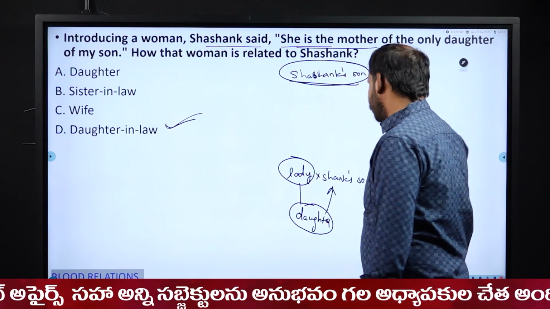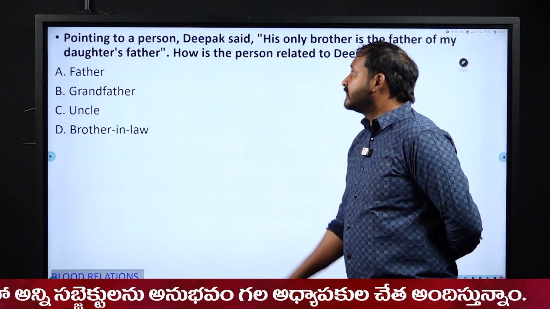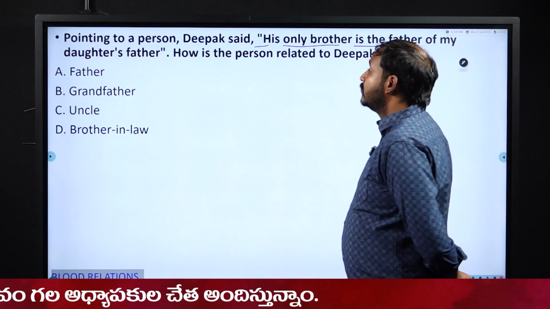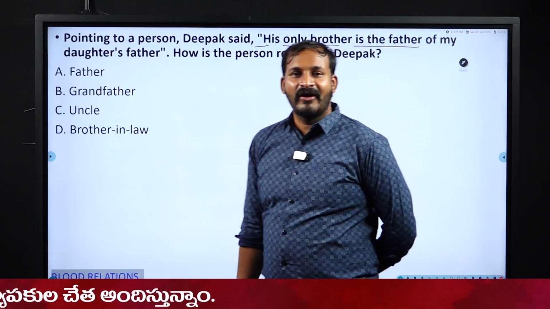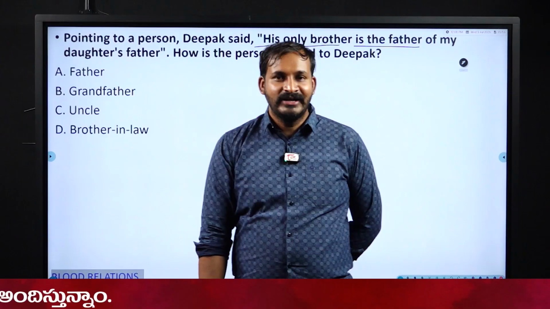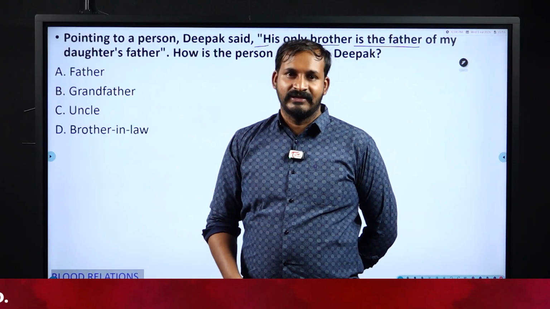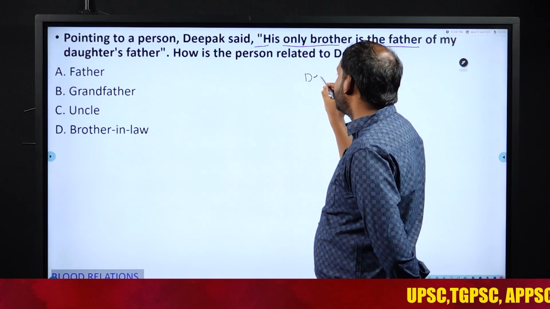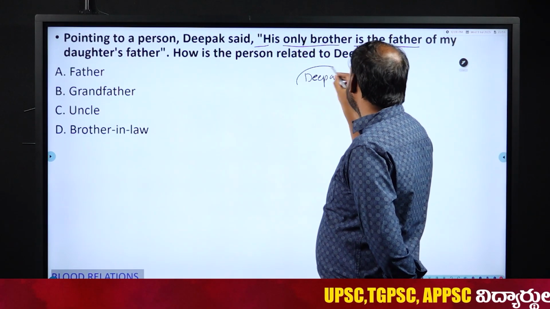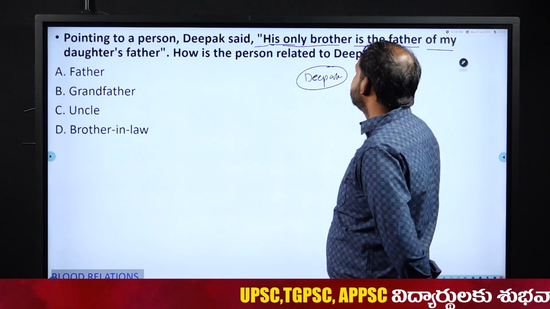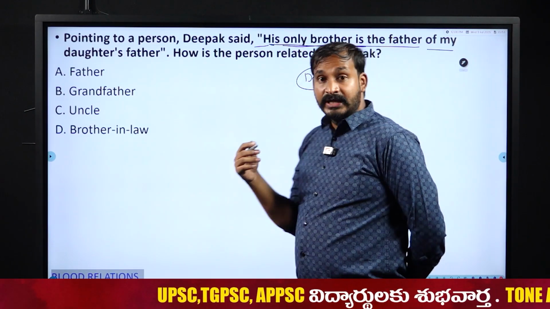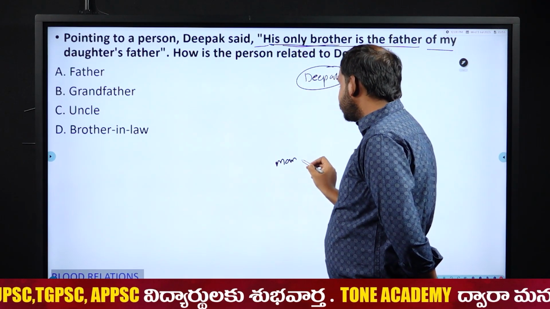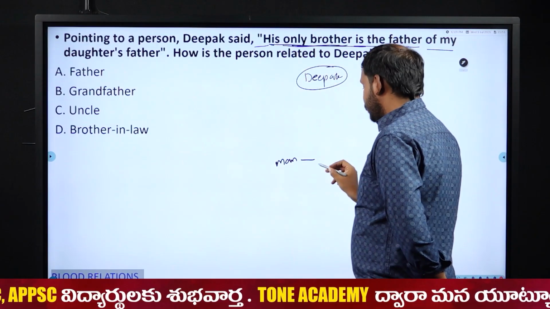Right? Next one. Pointing to a person, Deepak said, his only brother is the father of my daughter's father. Now see here, my daughter's father means myself, that means Deepak himself, our speaker only. Now, his only brother, he is pointing to a person, a man. His only brother, that man's brother.